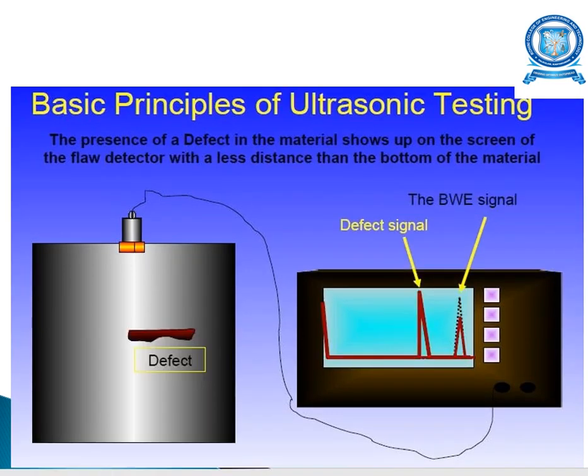In this diagram, you can see the defect inside the test specimen. When the material shows flaw detection, at the distance at which the defect is present, that is displayed here on the screen. So here you have a defect signal, and here you have the backwall echo signal.